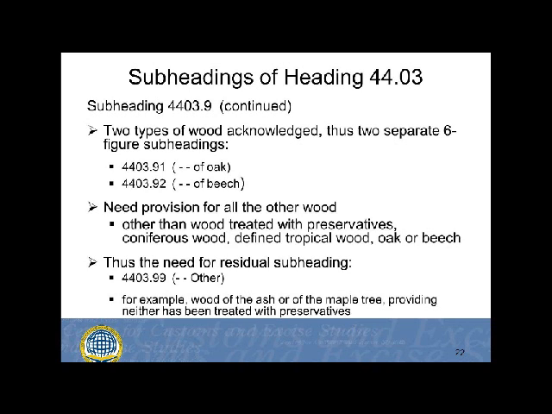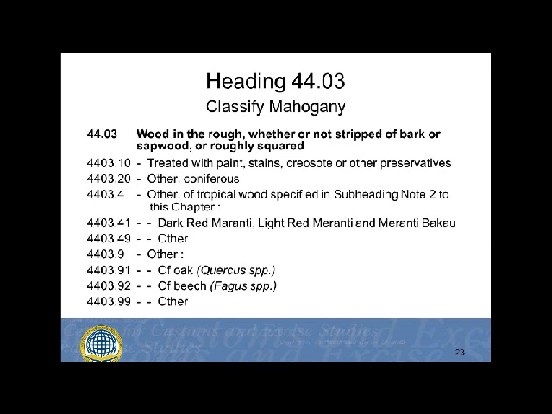Having examined the subheading structure within heading 4403, how now do we decide which particular wood goes where? The answer lies in the correct use of the dash system and being able to differentiate between one residual or other subheading from another. Let's try an example. Let's try to classify mahogany. Mahogany is defined as being a tropical wood by virtue of subheading note 2 to chapter 44. All we have to do in the first instance is to compare the 1-dash subheadings.